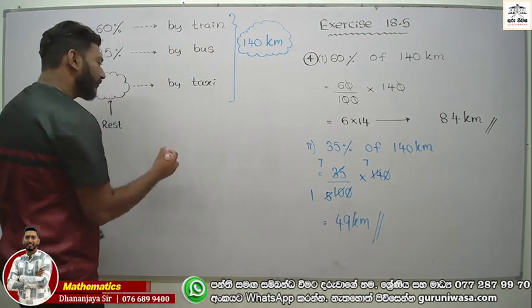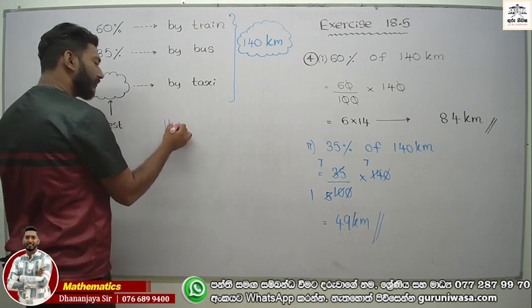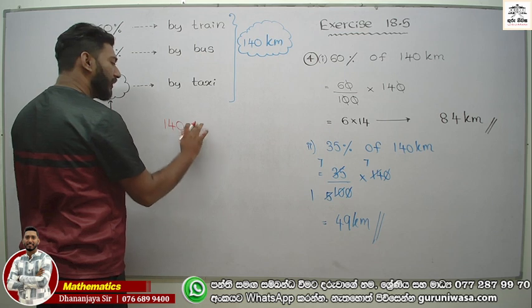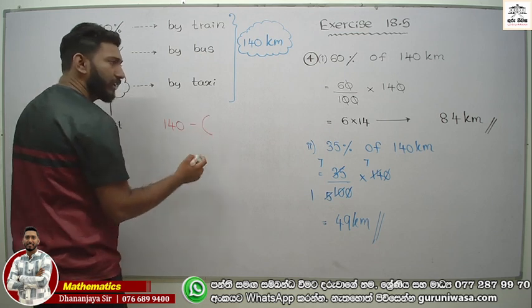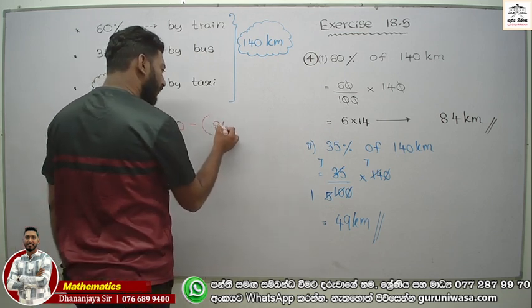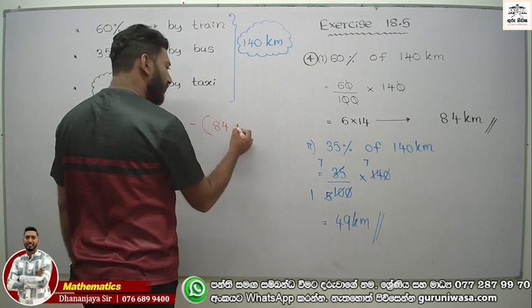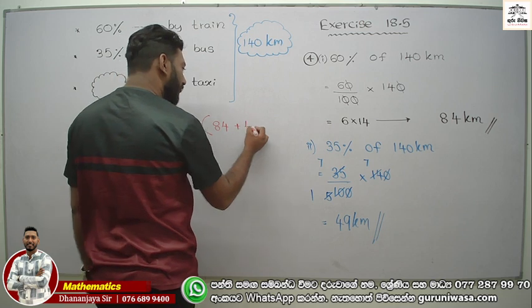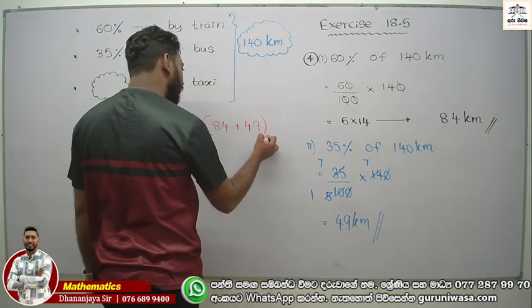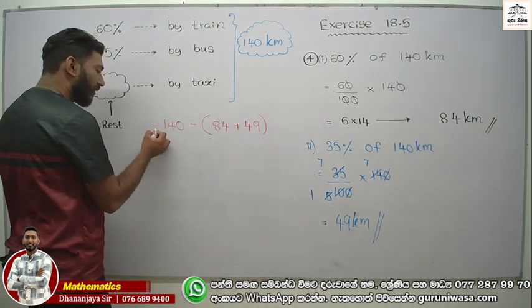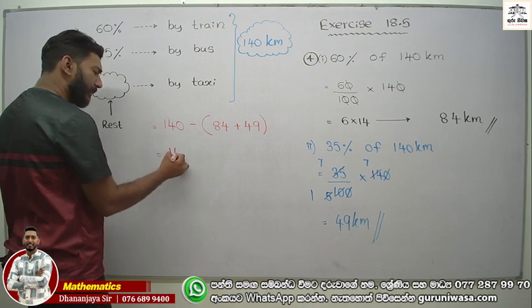You need to subtract the sum of the distance traveled by the train and by bus. 84 plus 49, you need to subtract from 140. And this is the first method.